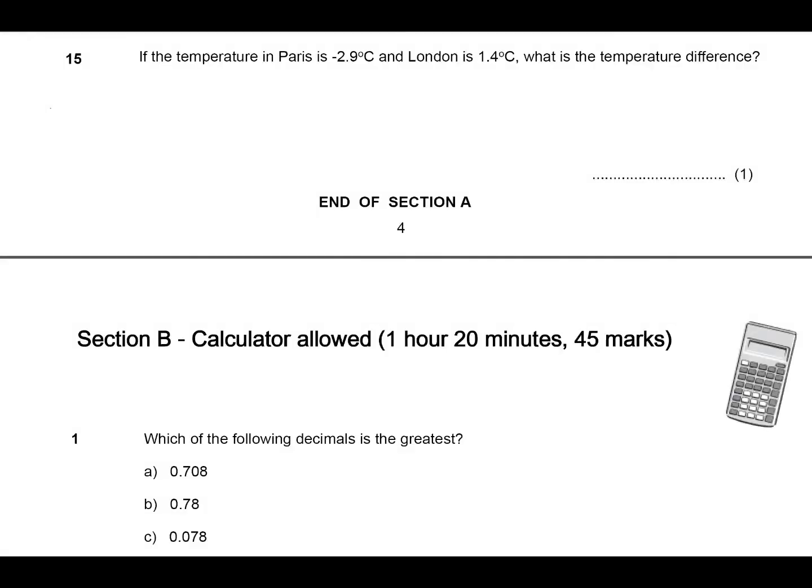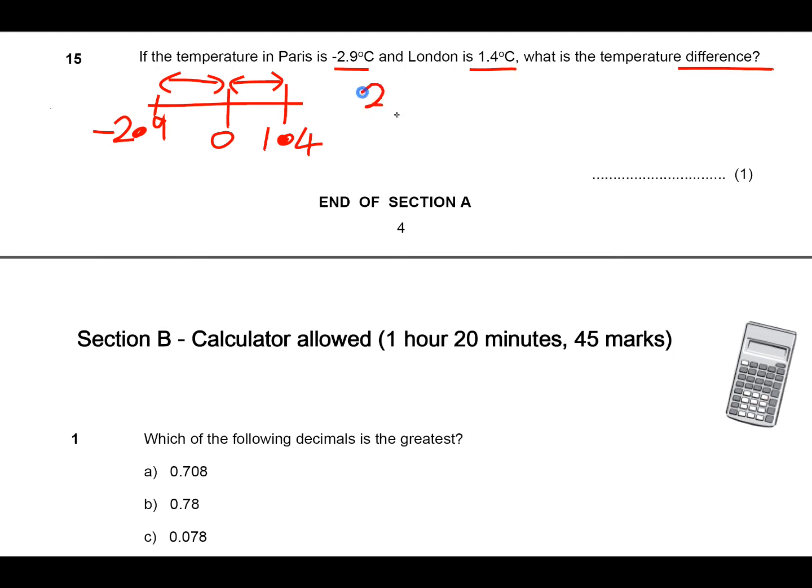Question 15. If the temperature in Paris is minus 2.9 degrees C and London is 1.4 degrees C, what is the temperature difference? So we've got minus 2.9 and positive 1.4. If you're at all confused on how to do these, sketch your number line. So we've got a 0. And then we've got Paris at minus 2.9. And we've got London at 1.4. So you've got Paris at 2.9 between here and here, and London at 1.4 between here and here.